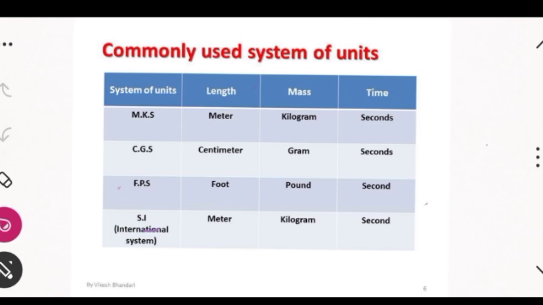Commonly used systems of unit: we will have the MKS system of unit, the CGS system of unit, the FPS system of unit, and SI units. These are the commonly used systems of unit.